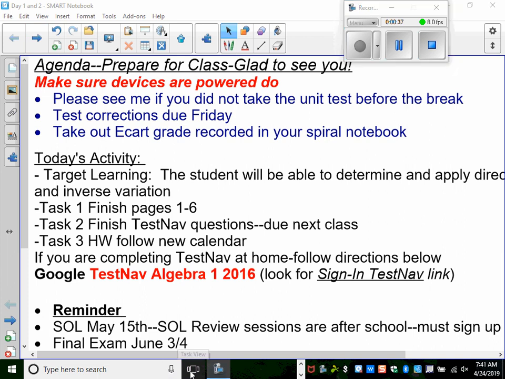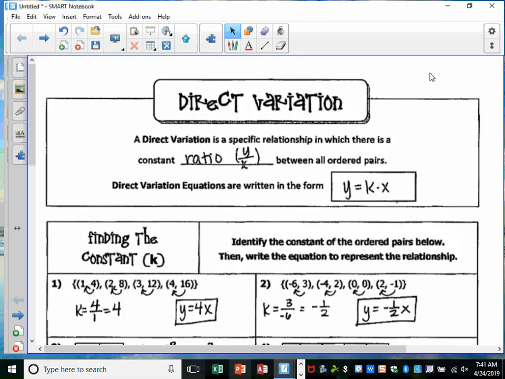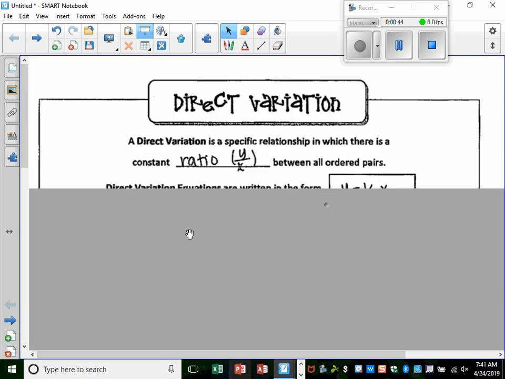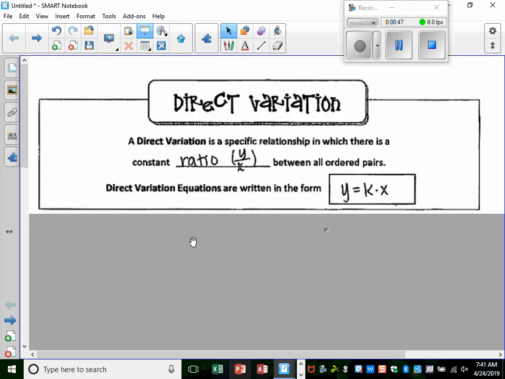All right, so direct and inverse variation. So I'm just going to go over some examples with you. The first one, we're going to start with in the new packet, page 1. It's called direct variation, and it says it is a specific relationship in which there is a constant, and you're going to find that constant by saying y divided by x. So you know how you have a y coordinate and an x coordinate. So you have y divided by x will equal to the constant.